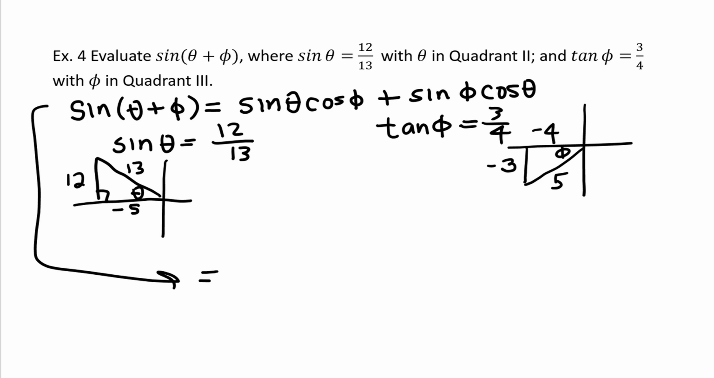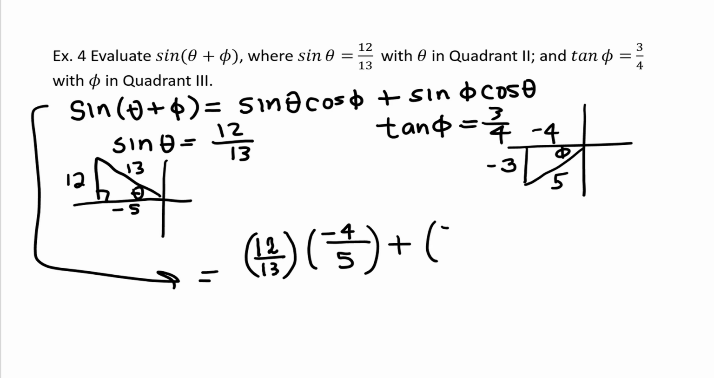The sine of theta is 12/13. Now we look for the cosine of phi. Cosine is adjacent over hypotenuse, so using the triangle we drew for the tangent, the cosine is going to be the adjacent, which is -4, over the hypotenuse, which is 5, plus sine of phi, and sine is opposite over hypotenuse, so we'll have -3 over 5, and cosine of theta is adjacent over the hypotenuse, so for theta the adjacent is -5 and the hypotenuse is 13.